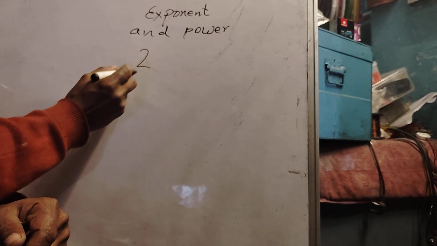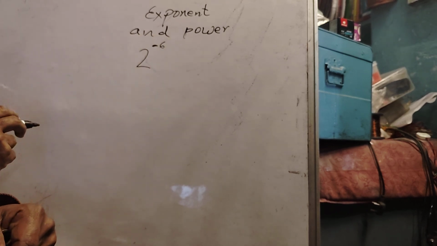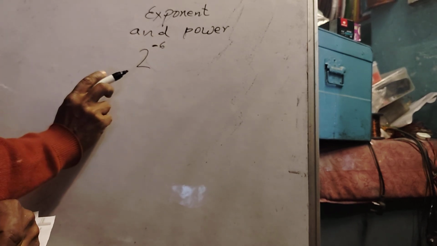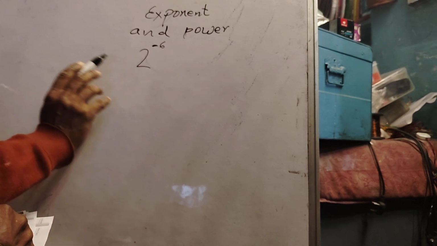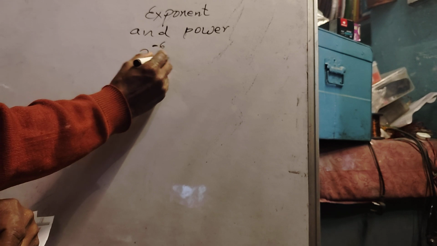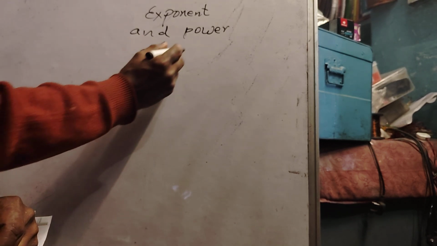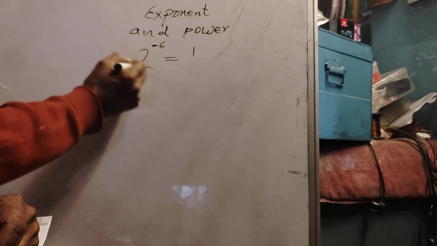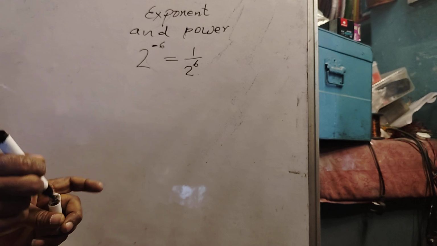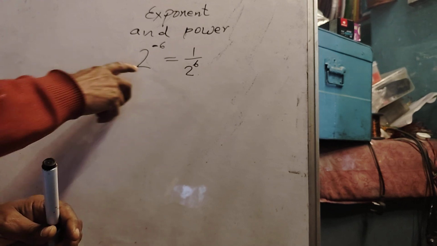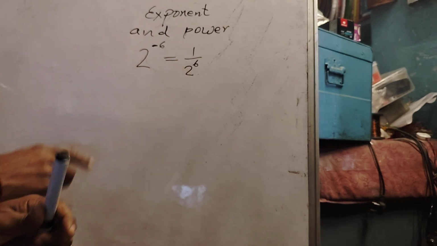Suppose any number whose power is negative, in that case, the answer should always be with positive power. So how do we make it positive power? This is in the numerator, so we switch it from numerator to denominator to make the power positive. 2 raised to the power minus 6 is written as 1 upon 2 raised to the power plus 6.